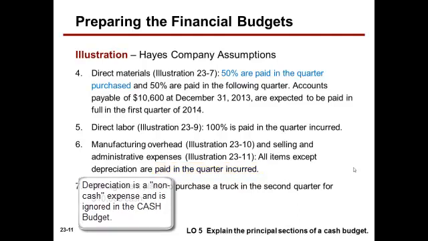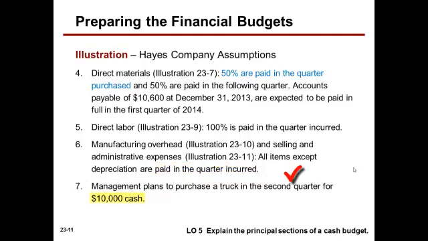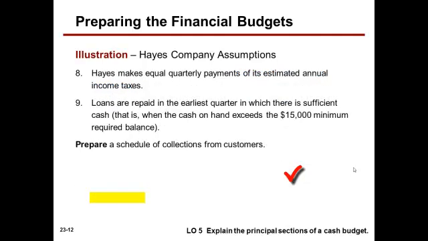A special capital spending need, a truck, will be paid for in the second quarter, $10,000 cash outflow. And the company will make equal quarterly payments of all its estimated annual income taxes. And loans will be repaid in the earliest quarter in which there's sufficient cash on hand, that is, cash exceeding the minimum $15,000 required.